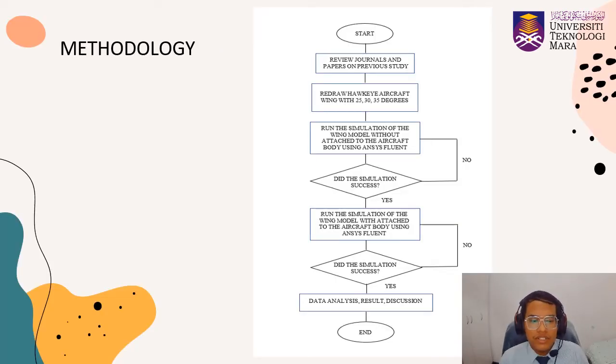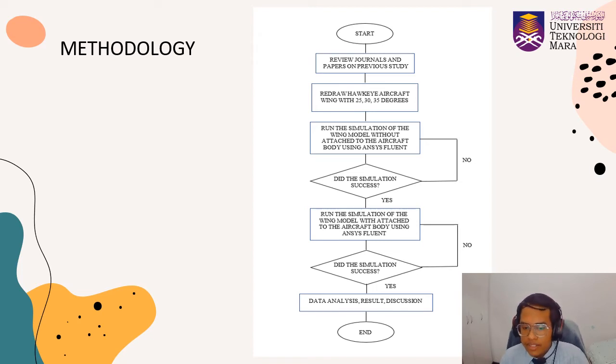This is the methodology of my study. So far, I have done the first and second steps, which are reviewing journals and papers on previous studies, and redrawing the Hawkeye aircraft wing with 25, 30 and 35 degrees. Next, I will continue my studies with the next step, which is to run the simulation of the wing model without the aircraft body using ANSYS Fluent. At this step, I have to do it until I succeed. If I do not succeed, I have to run this step again.